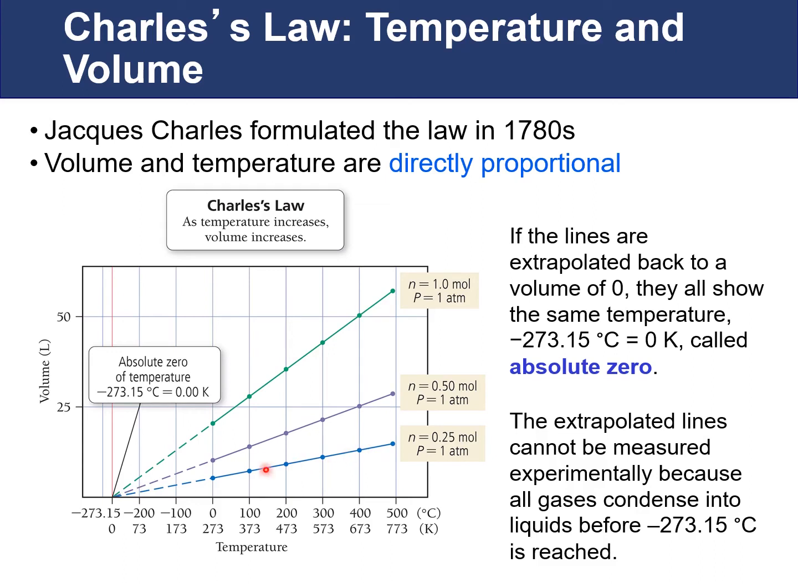So the temperature at which you should have a 0 volume is the same regardless of how many moles you have. So long as you're keeping the pressure the same, they're all going to give you a linear relationship that hits the x-axis at the exact same location, and that corresponds to a temperature in Celsius of negative 273.15 degrees Celsius. That temperature is what we refer to as 0 Kelvin.